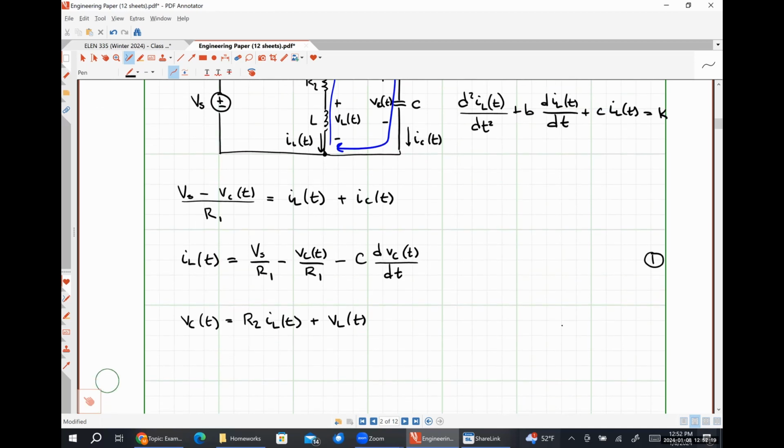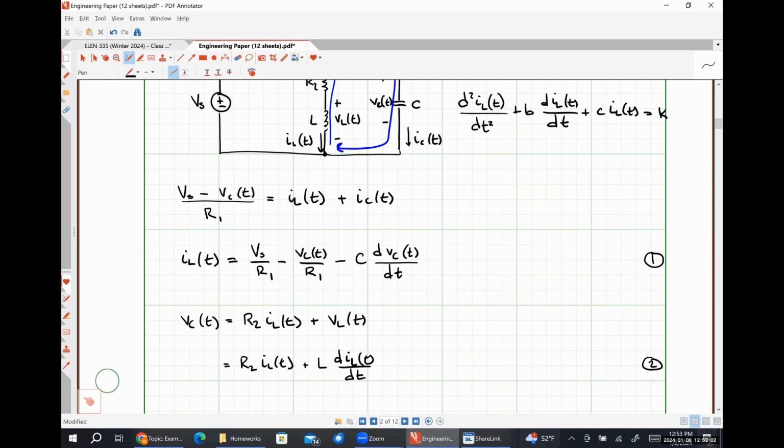And I can substitute in for my inductor voltage. I could say that that is L times the derivative of IL. So I'm going to call this equation 2. Okay. And so I've got two, in my opinion, utterly fantastic equations here. And so I can kind of choose my own adventure as to how I want to combine these things.